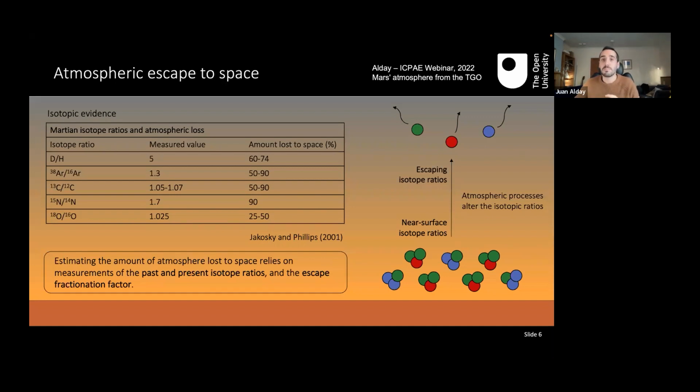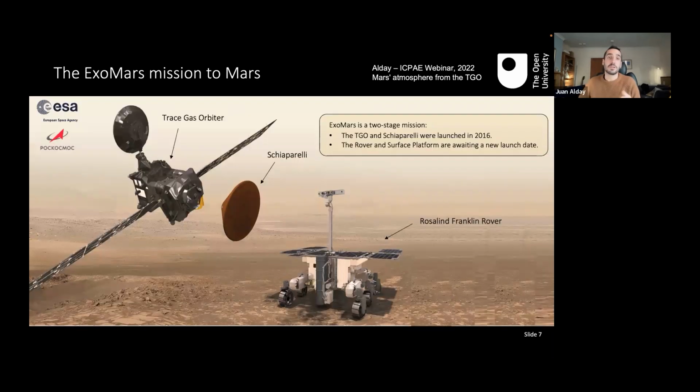Well, now that we've put the atmosphere of Mars into context, let me introduce the ExoMars mission. This mission emerged as a collaboration between the European Space Agency and the Russian Space Agency, Roscosmos, and it was developed as a two-stage mission.